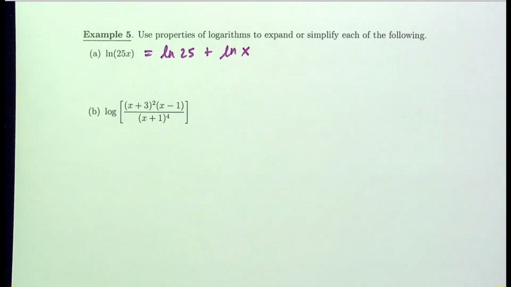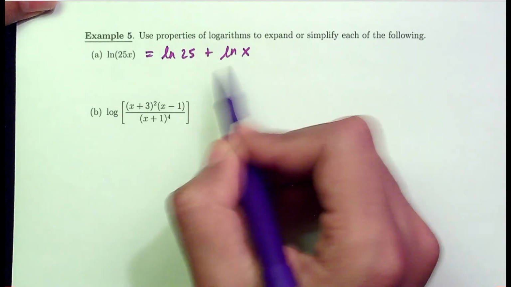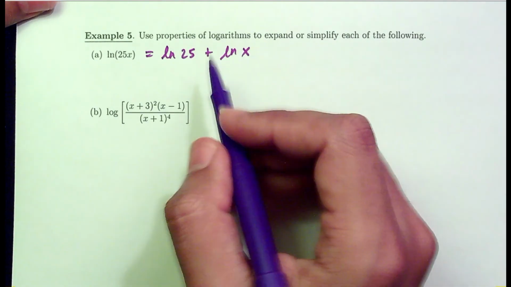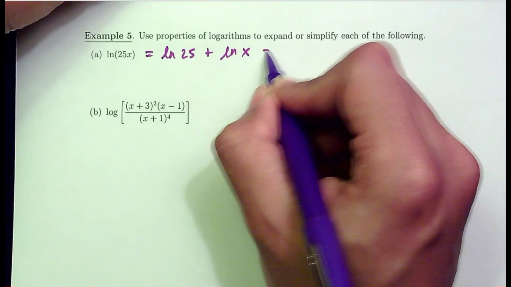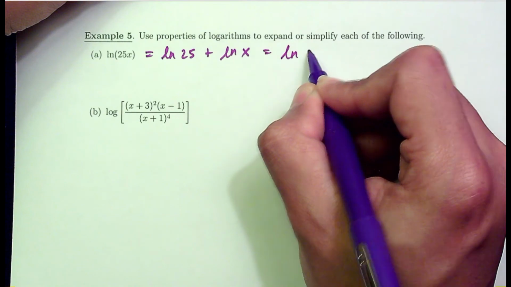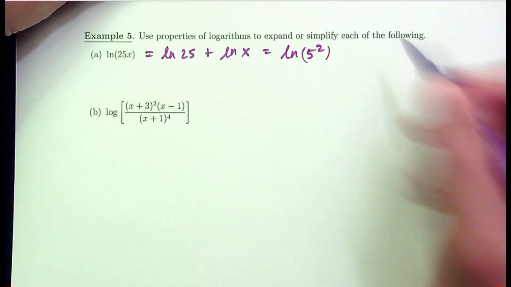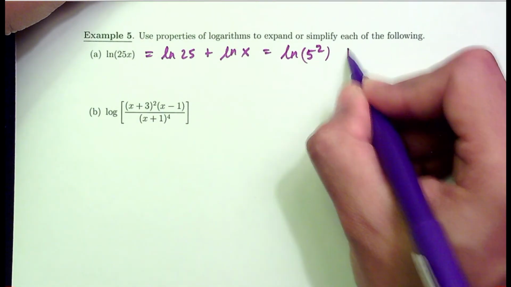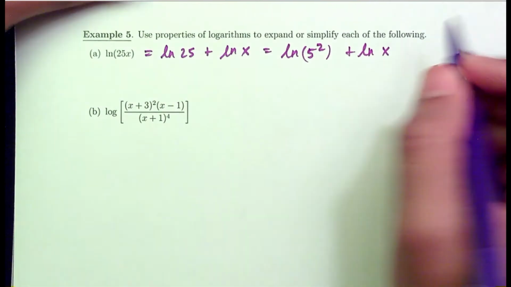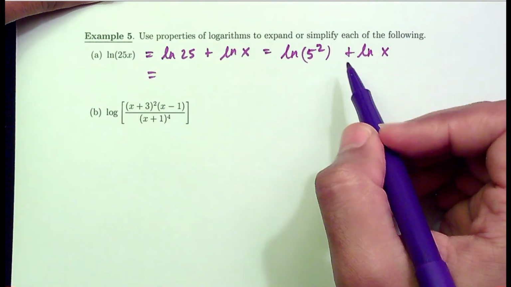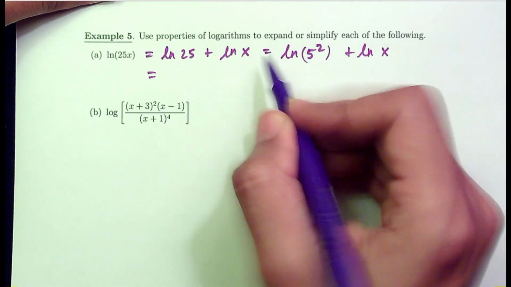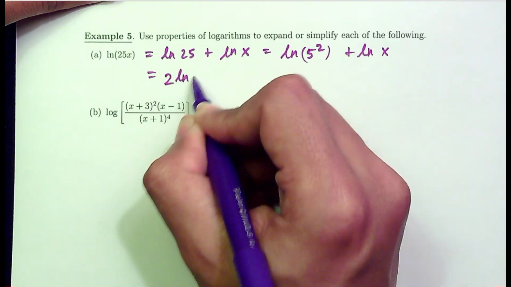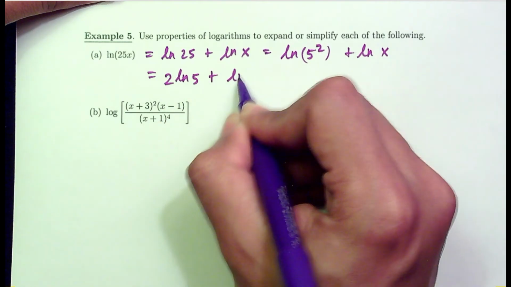And even though that's not bad, you could actually simplify this just a little bit more. If you remember that 25 is 5 squared, so this is going to be ln of 5 squared. So again, I can rewrite the 25 as 5 squared plus ln of x. And now use the property that I can take exponents and move them to the front. So move this 2 to the front. So this is 2 ln of 5 plus ln of x.